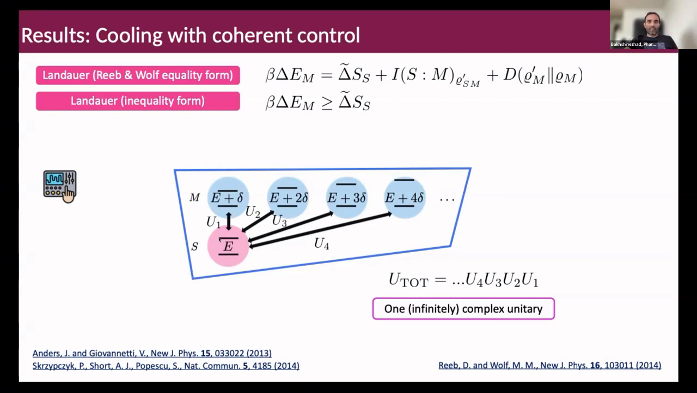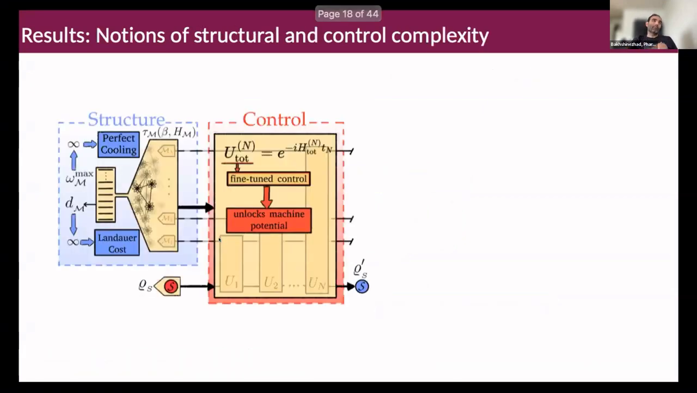But what is the complexity in general, and which parameters play a role? For this, we have two different notions of complexity. One is the structural complexity, which is related to the Hamiltonian structure, the dimension of the system, and the energy spectrum of the Hamiltonian. Another one is the control complexity, which is related to how fine-tuned a control we are using to unlock the machine's potential in general. We need to have perfect control to do this.